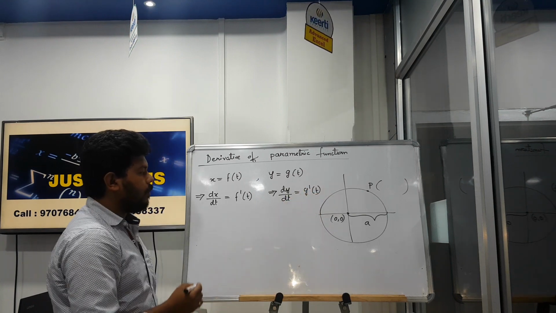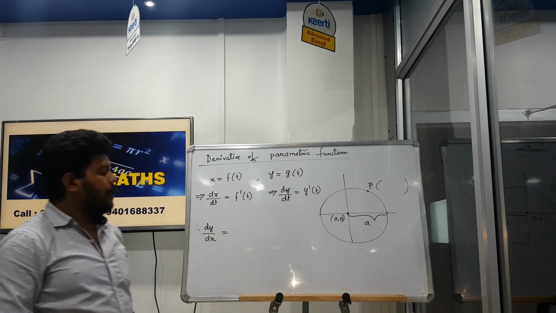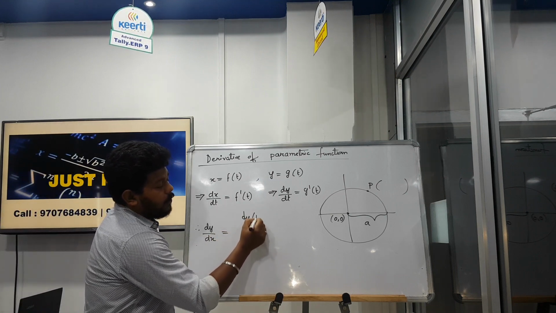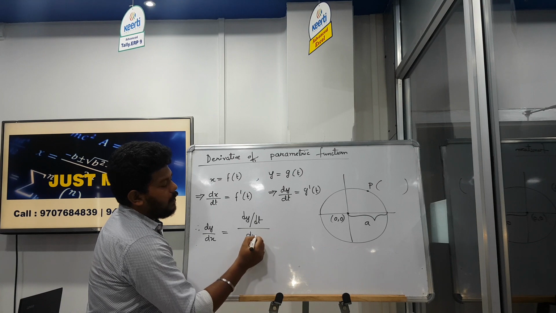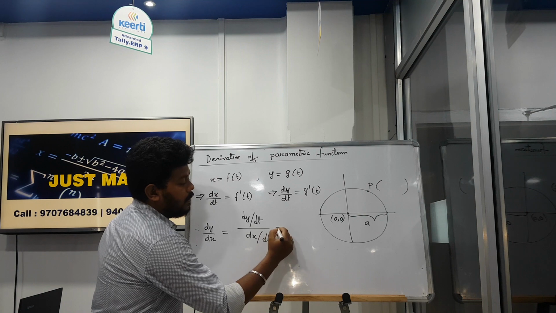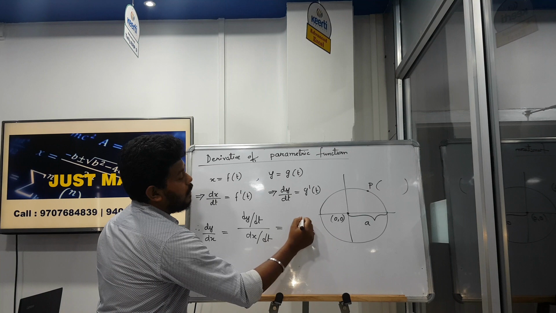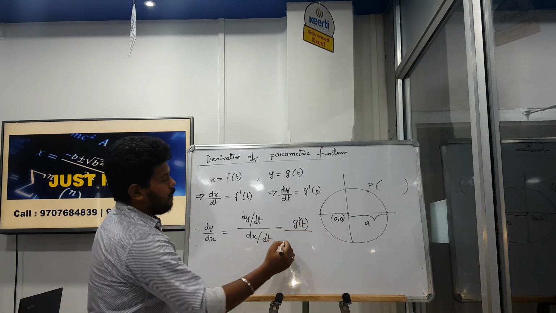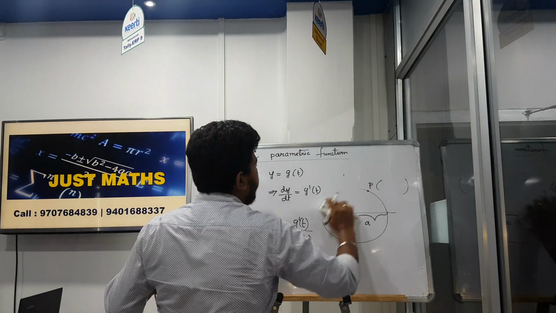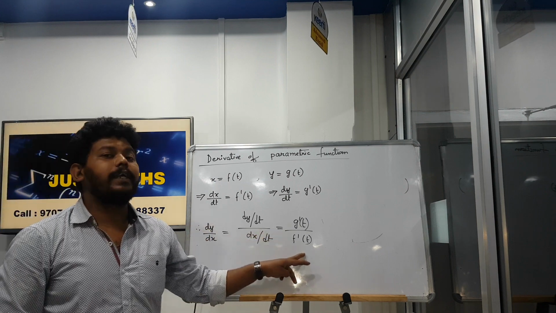Hence, if you need to find dy by dx, that is the derivative of y with respect to x, we can write the ratio of dy by dt and dx by dt. This dt and this dt get cancelled. Now, what is dy by dt? This is g dash t. And what is dx by dt? This is f dash t. Therefore, it is my dy by dx. Now, the value of dy by dx will also be in terms of t.